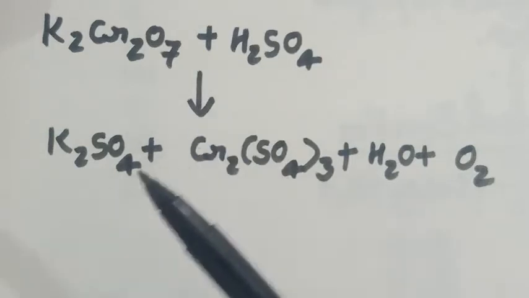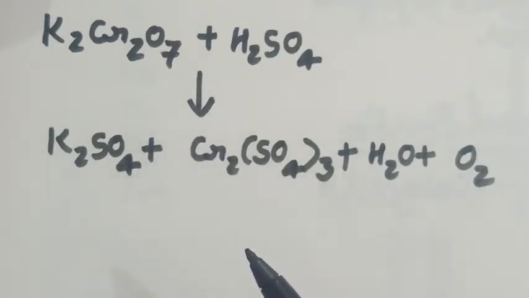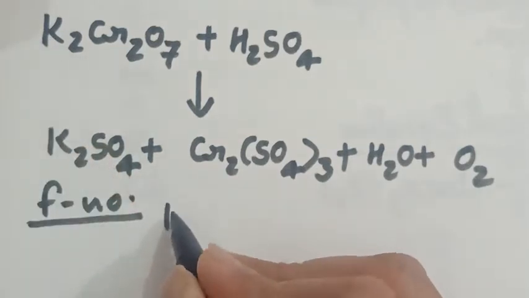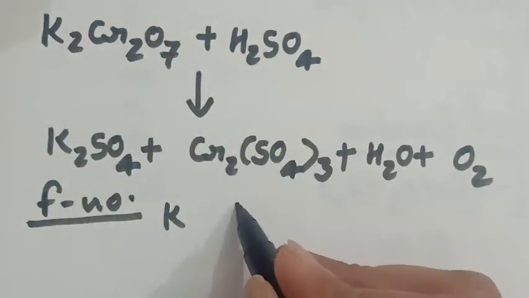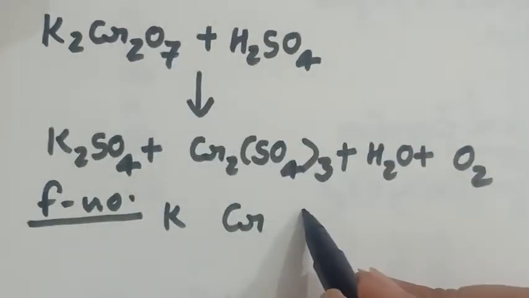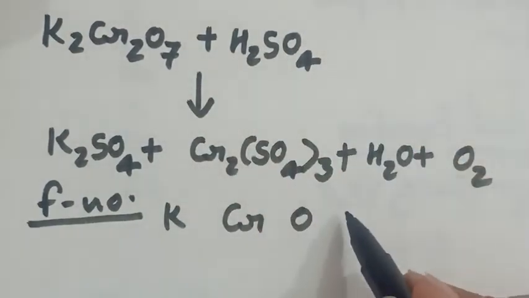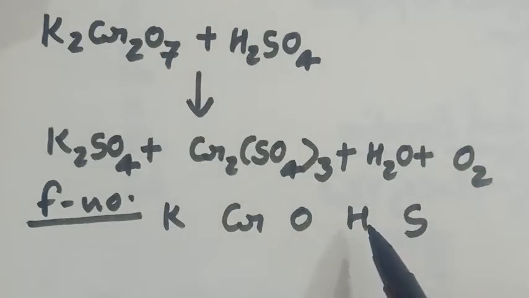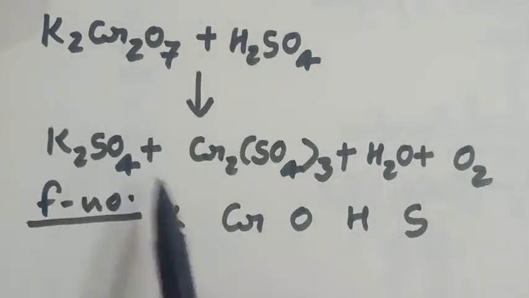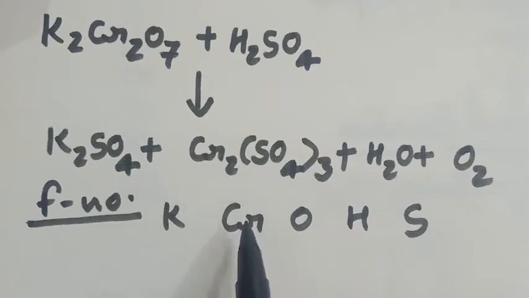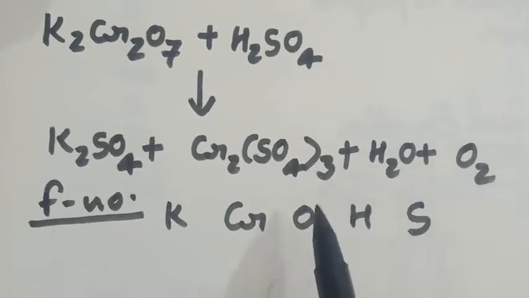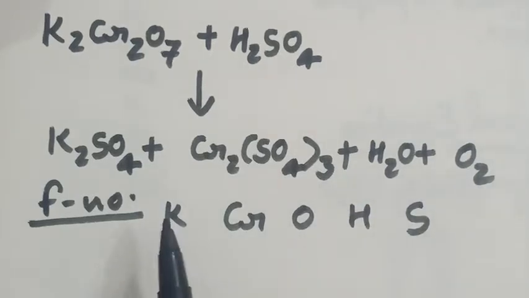Now the first step is writing the frequency number. The first element is potassium, so I have written potassium here, chromium here, oxygen here, next hydrogen here, sulfur here. Again oxygen, potassium, sulfur, oxygen, chromium, sulfur, oxygen, hydrogen, oxygen. Now we have to write their frequency number.